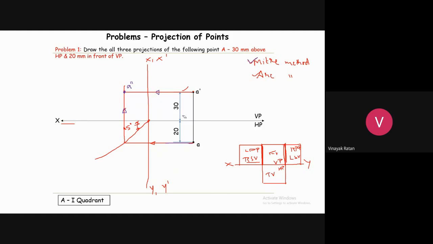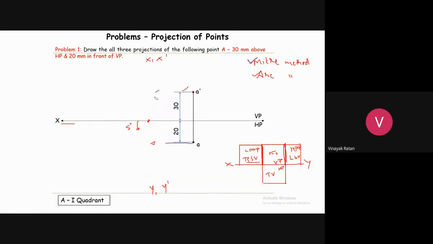Make it fast. Understood? Mercury method? Yes, sir. Okay, fine. Just let me know whether you understood or not. Okay. Now let me erase this.